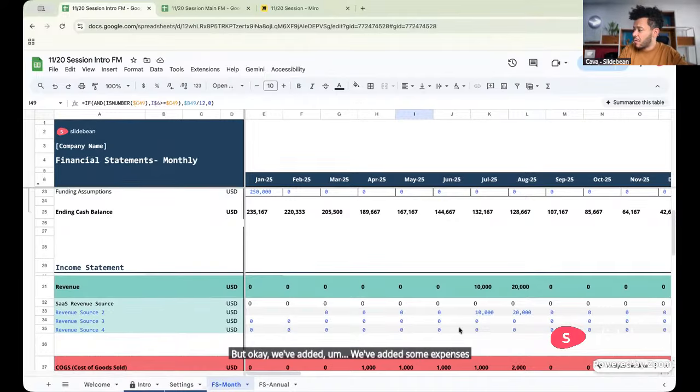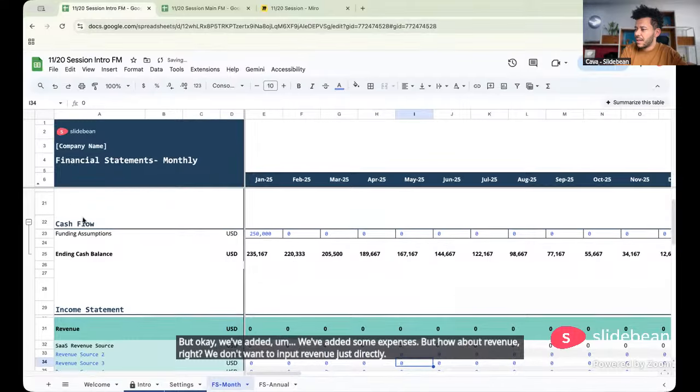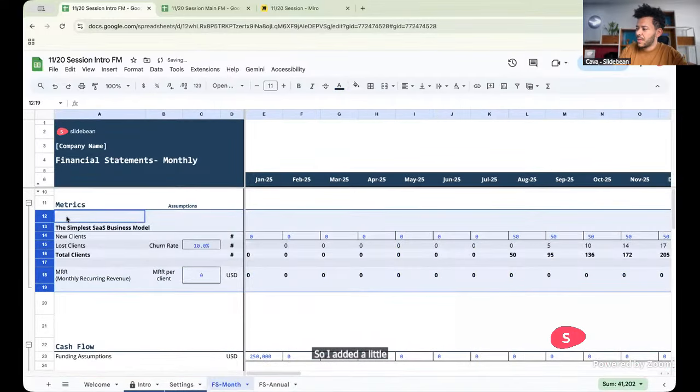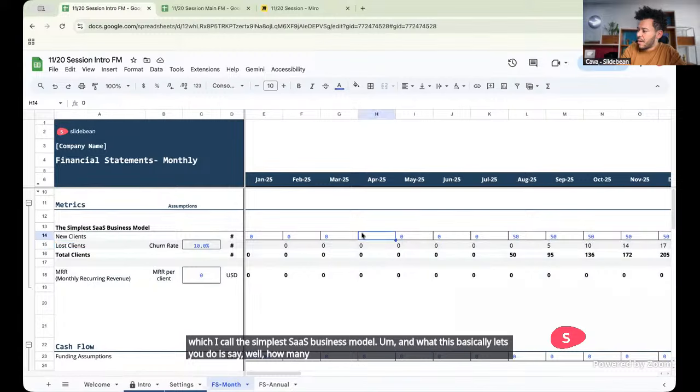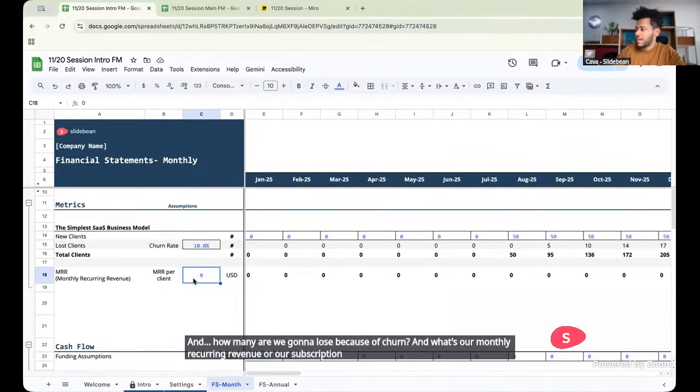But how about revenue, right? We don't want to input revenue just directly. So I added a little functionality here at the very top, which I call the simplest SaaS business model. What this basically lets you do is say, how many new clients are we going to get every month? And how many are we going to lose because of churn? And what's our monthly recurring revenue or our subscription, right? How much are we charging these customers?